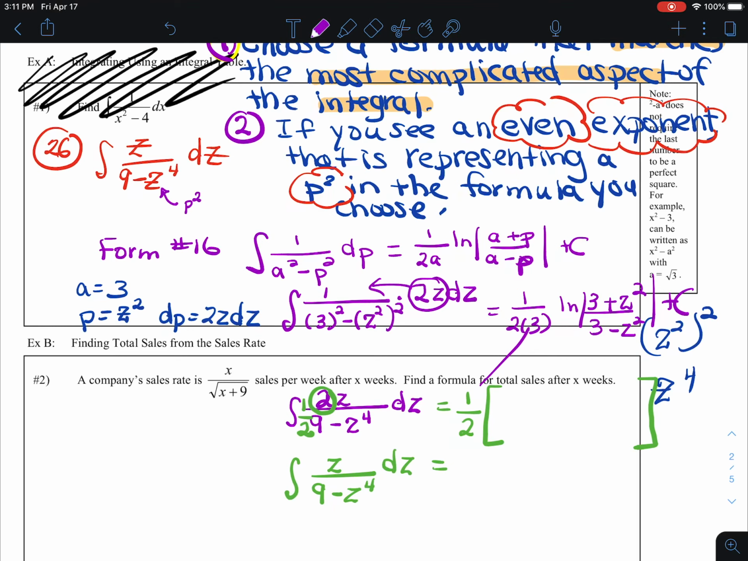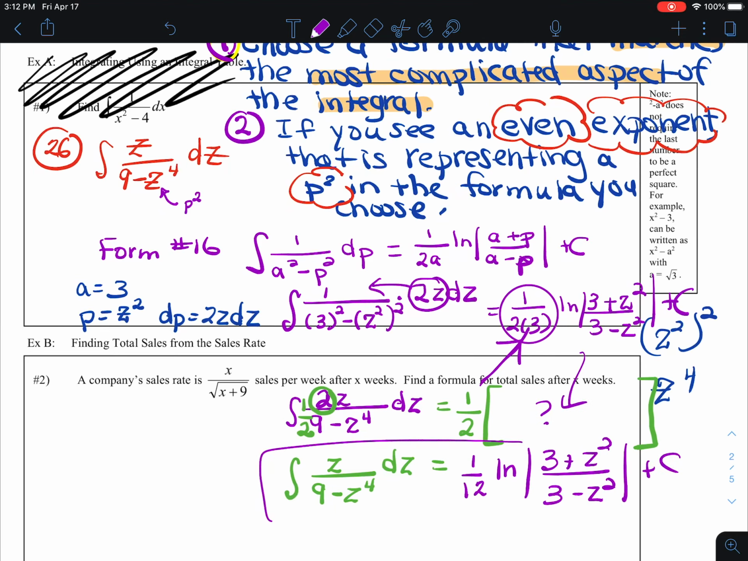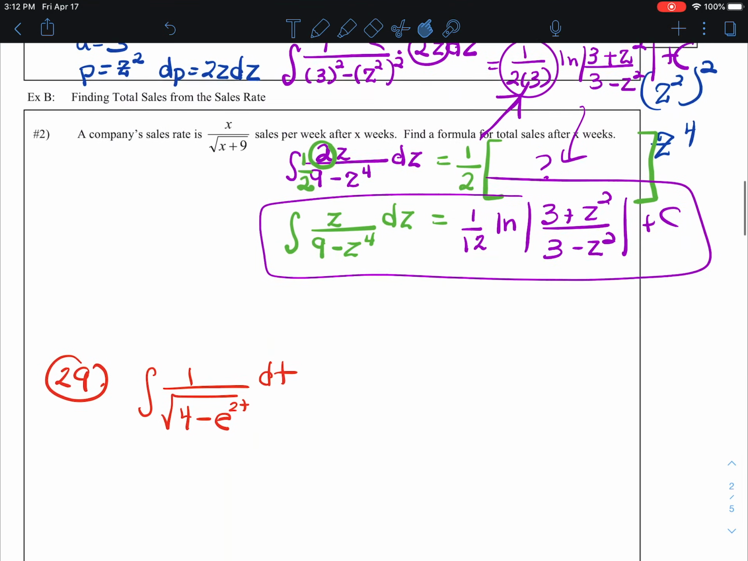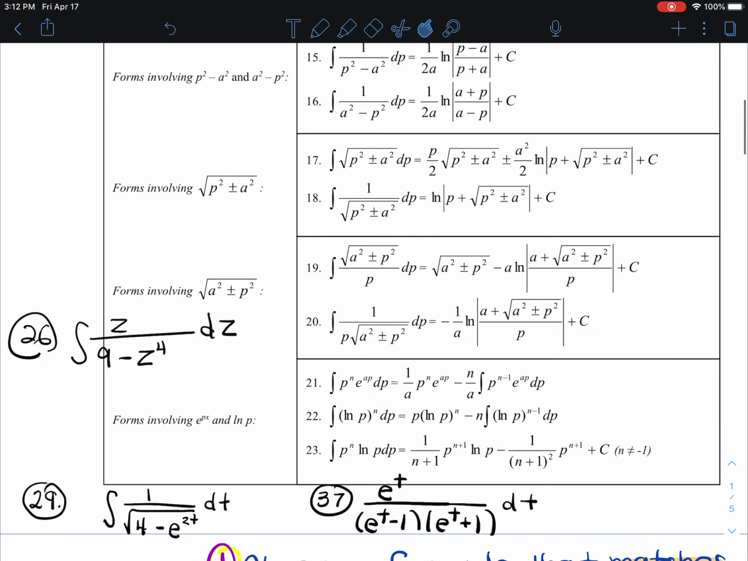Okay, so I'm going to go ahead and write my answer down here. This is a 1/6, and then when I distribute a 1/2 to that, I'm going to get 1/12 natural log absolute value of this fraction that you see there. I kind of skipped writing that down here in this spot. Okay, but there's the answer for number 26. So I think the key is if you can focus on matching the more complicated aspect and remembering that if you've got an even exponent, look for a p squared in that spot, you're going to be able to pick the correct formula. Okay, so let's try another one that you guys were wanting to see, number 29.